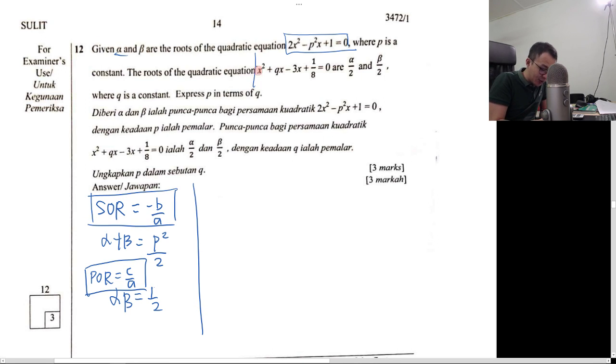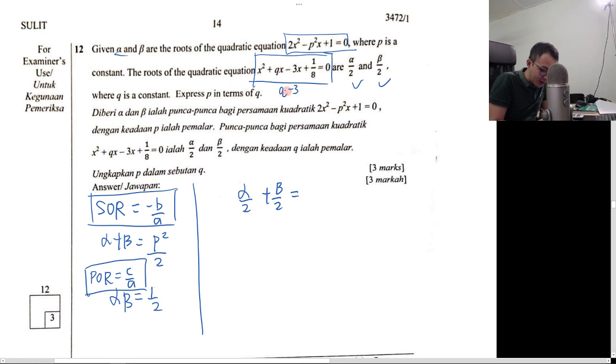And then this is the second equation. In this second equation, you have different roots here. So I will do the sum of roots also. Sum of roots, that means alpha over 2 plus beta over 2 should equal... Alright, this one doesn't factorize out.